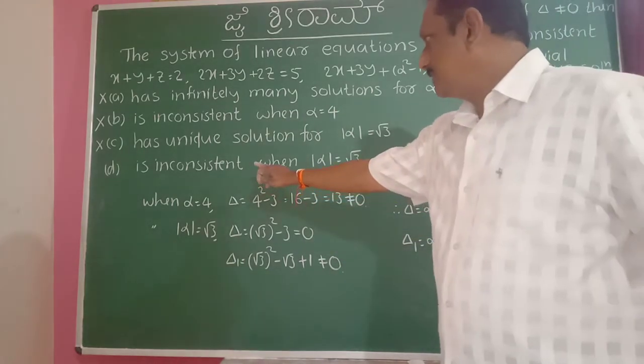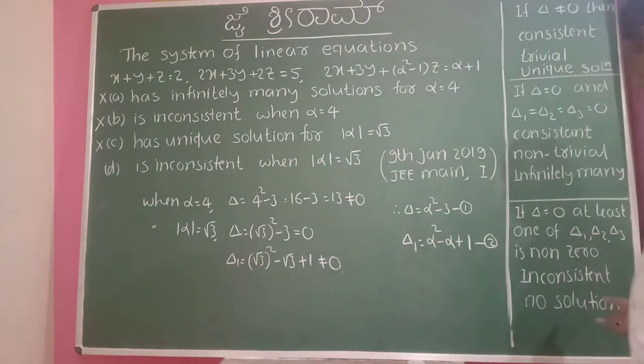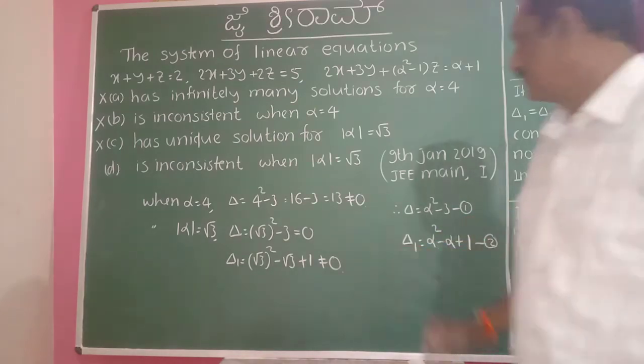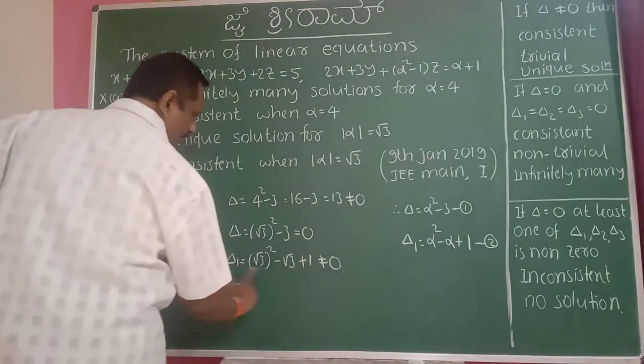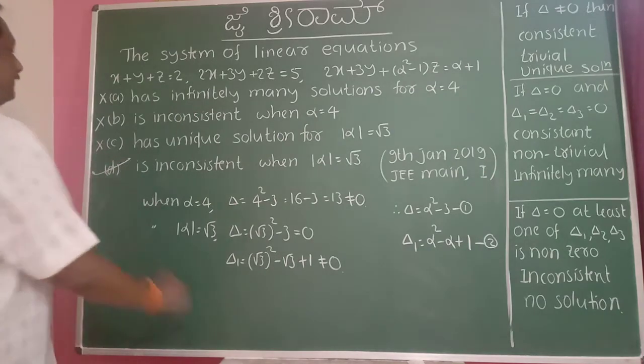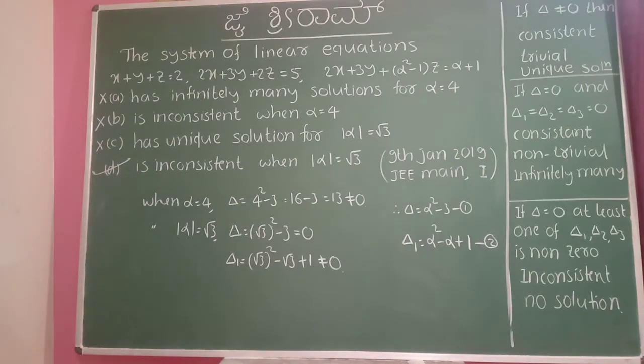And the fourth option is inconsistent. Obviously it is inconsistent because delta 1 is not equal to 0. Delta is equal to 0, delta 1 not equal to 0. And so the fourth option is correct.